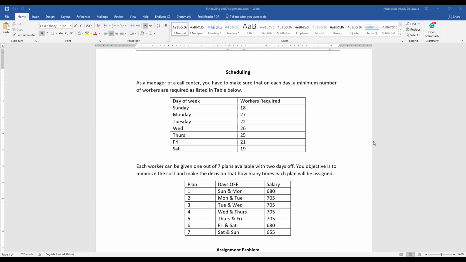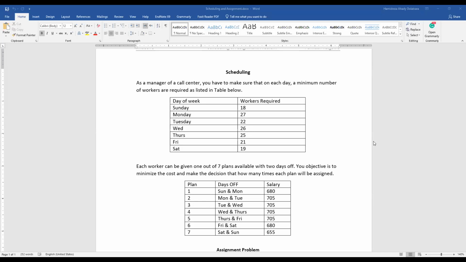Okay, that's great. So as a manager of a call center, you have to make sure that on each day a minimum number of workers are required as listed in the table. So we have 7 days a week, and each day you can understand how many workers are required. Each worker can be given one of 7 plans available with 2 days off. Your objective is to minimize the cost and decide how many times each plan will be assigned.